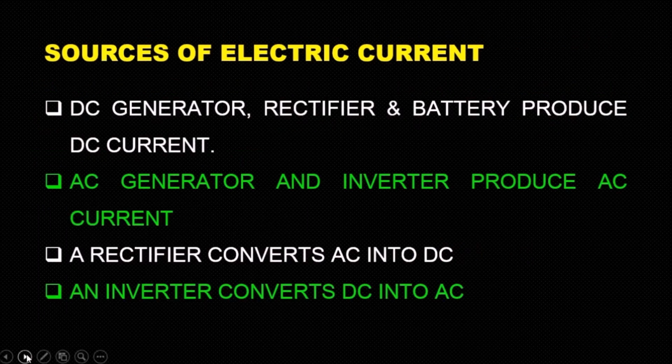Now let us see what are the sources of electric current. DC generator, rectifier and battery produce DC current. AC generator and inverter produce AC current. A rectifier converts AC into DC. An inverter converts DC into AC.